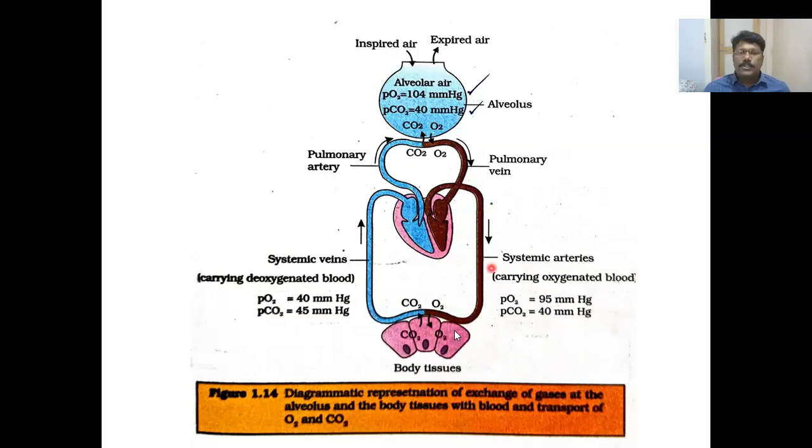Okay, and at the tissues, what happens? The partial pressure of carbon dioxide is 45, and the partial pressure of oxygen is 40. Which means the carbon dioxide, which is high in the tissues, will enter into these capillaries and oxygen will enter into the tissues. Again, it is transported to the alveoli through the systemic veins and again through pulmonary veins. So this is how there is an exchange of gases in the alveoli and at the tissues during the transportation of oxygen and carbon dioxide.